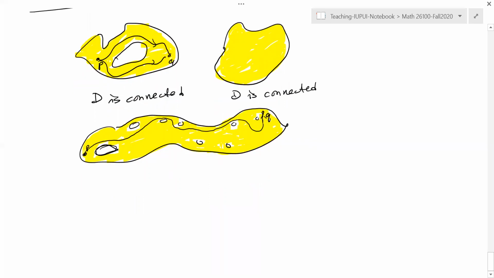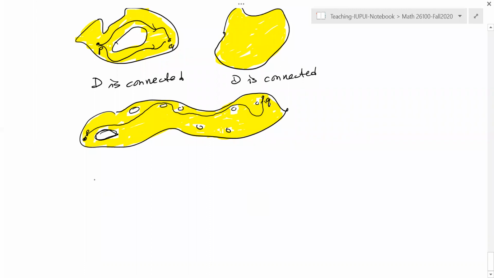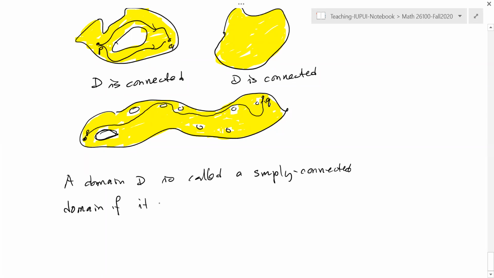Simply connected domains: roughly speaking, there is no hole, okay? Now, a domain D is called a simply connected domain if it is connected, and first of all, without holes.